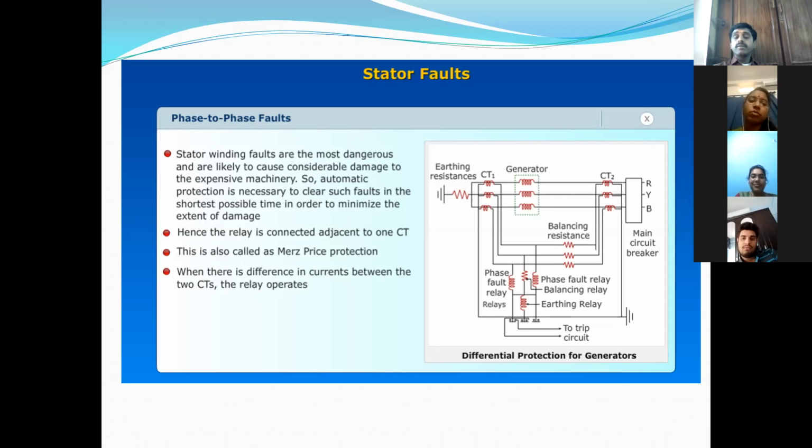Because as I said, the relay has to respond within 1 to 2 cycles and the breaker has to operate within 4 cycles. Within the time, if the fault is not cleared, then what happens? Definitely the damage will be more. That's why the time factor is very important. Hence, the relay is connected to the 1 CT. This is called merz-price protection. When there is a difference in currents between the 2 CTs, the relay operates. This is a brief conclusion about the differential protection.